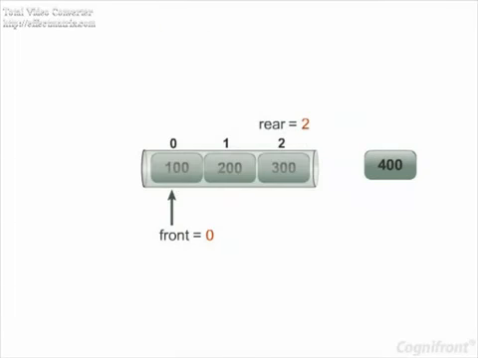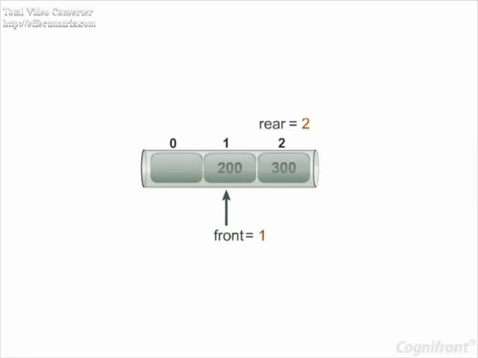After this, let's delete an element from the queue. The number 100 is deleted from the queue because it is in front of the queue. Thus, now front gets shifted to the first position. So here we have seen that the element that has been entered first is deleted first. So queue is a first in, first out, that is FIFO list.